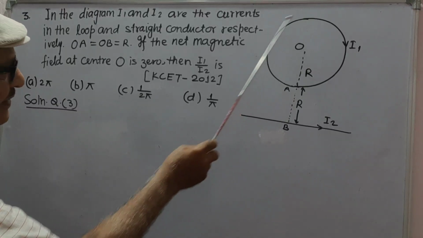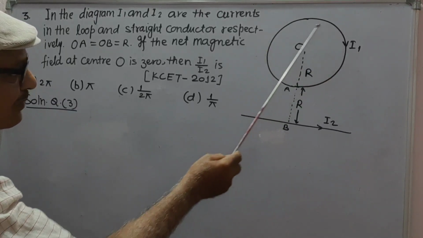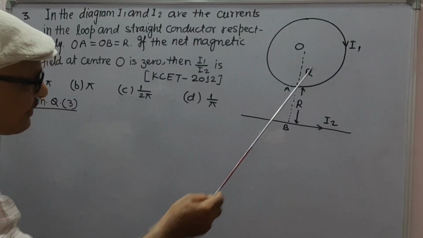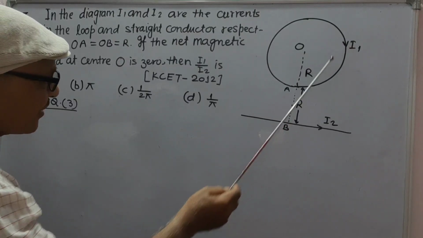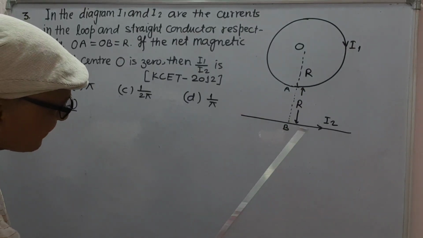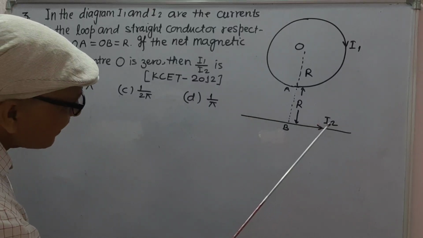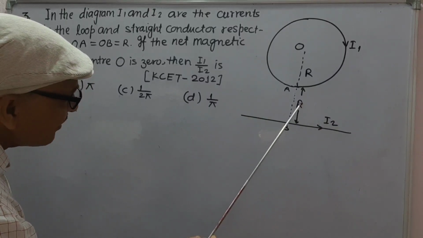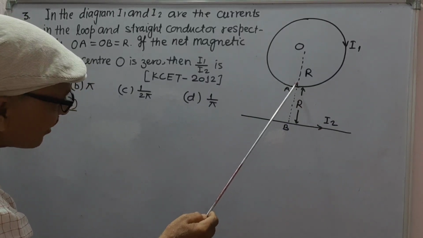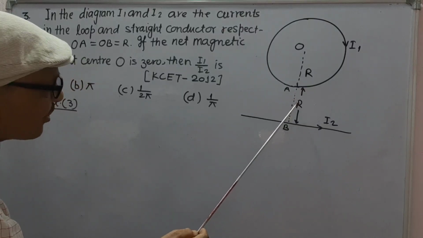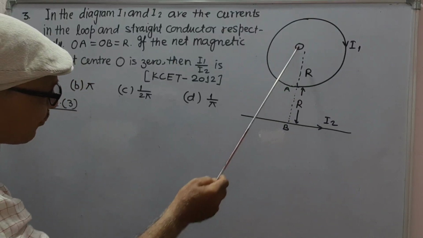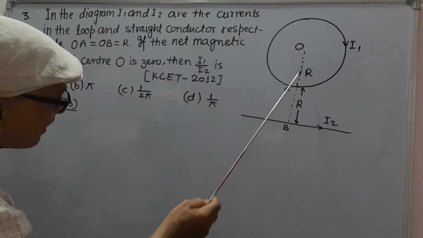Here, this is circular current loop of radius R and carrying current I1, and this is a straight wire carrying current I2. OA is equal to AB is equal to R. So the distance of wire from center O will be 2R.